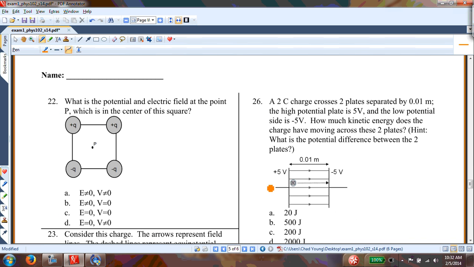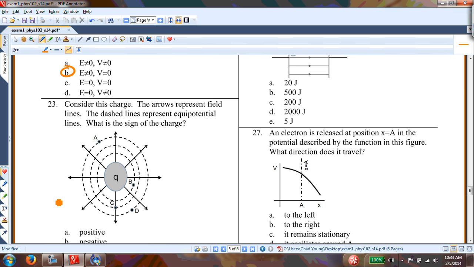What is the potential in an electric field at the point P, which is in the center of this square? All right. First of all, I have equal numbers of positive and negative particles, so V is equal to 0. And then also, if I draw my electric fields, I have the electric field due to this charge in that direction, due to this charge in that direction, due to this negative charge right there, and right there. So E is not equal to 0. E is in that direction, but V is 0. So that would be B for number 22.